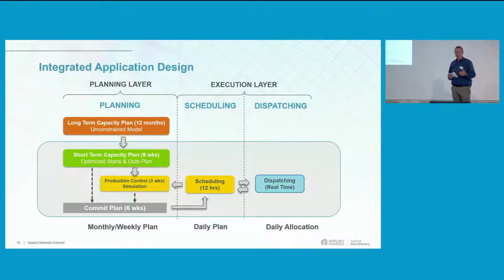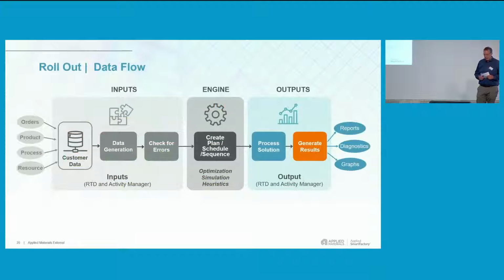Inside of it, we're using an optimization engine. It takes the fab model, converts it to a mathematical model, and looks at different ways to solve the problem, then brings it back to a fab model and picks the best one. That's how we arrive at a 6-week commit plan, which goes into the daily plan. So this was the design of the applications for this particular case.